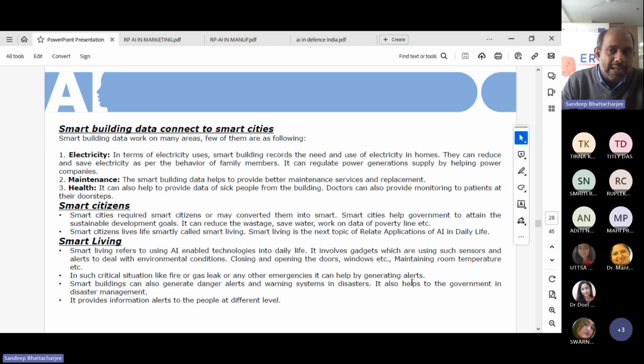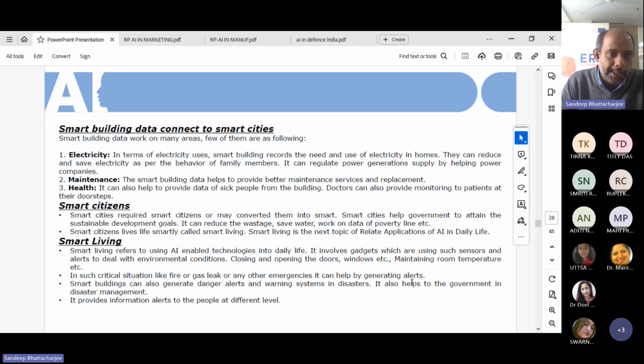Then you have smart building data to connect smart cities. So as I mentioned, there are certain things which are required in smart cities. Number one, electricity. So of course, a smart building must have electricity, proper electricity supply. And of course, based on the power requirements in every place within the building, right? So if you can reduce and save electricity as per behavior of the family members within your house, you can bring down the total consumption of electricity. Okay, so that is very important.